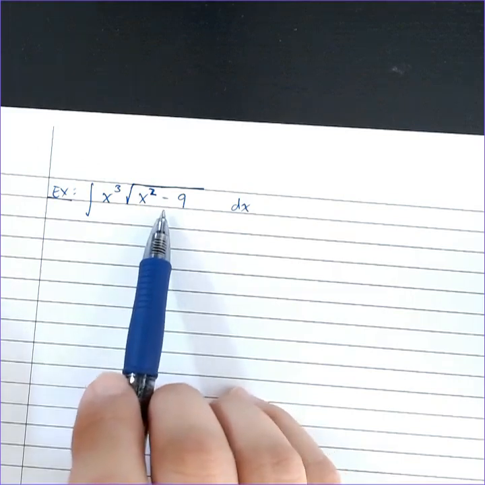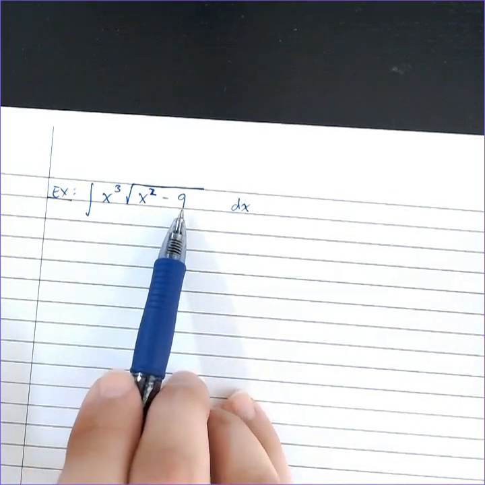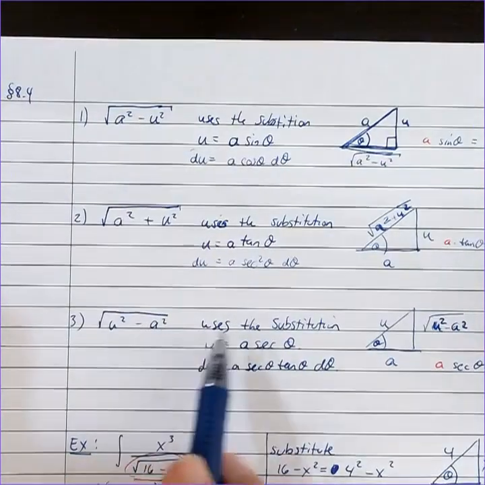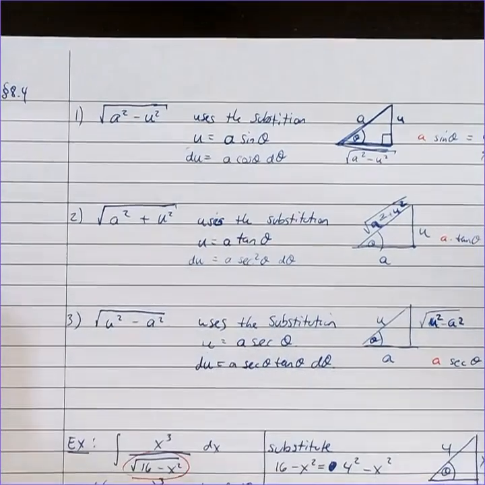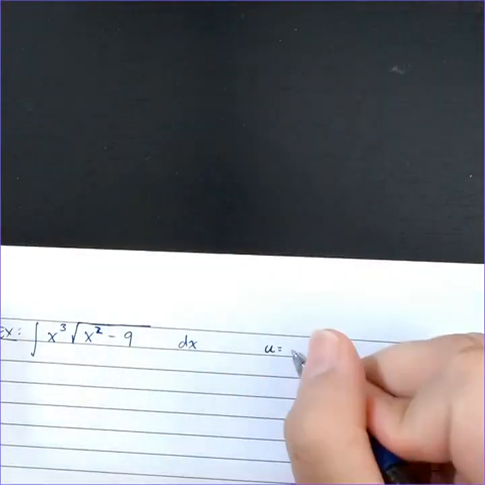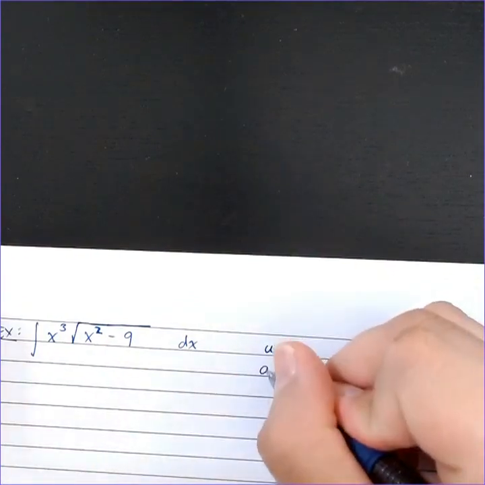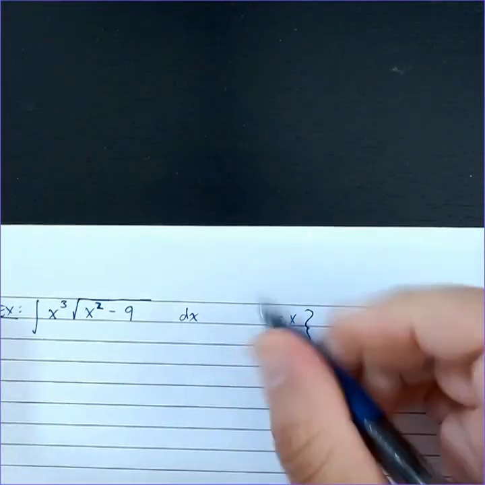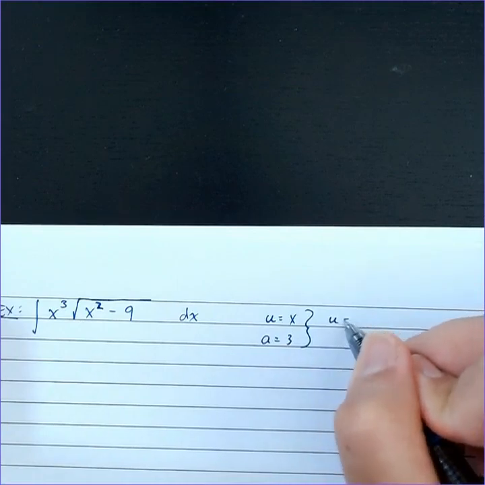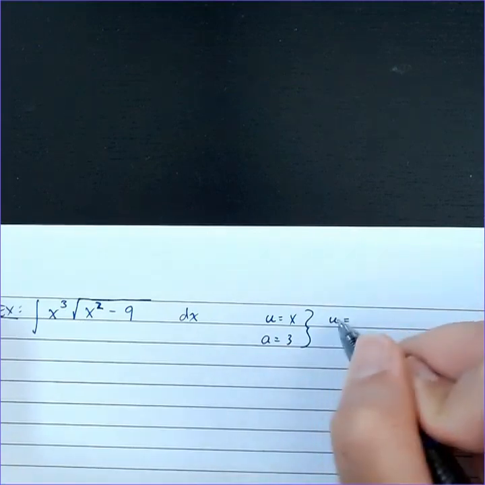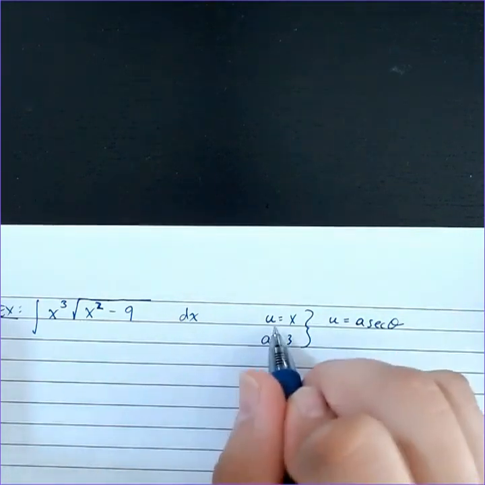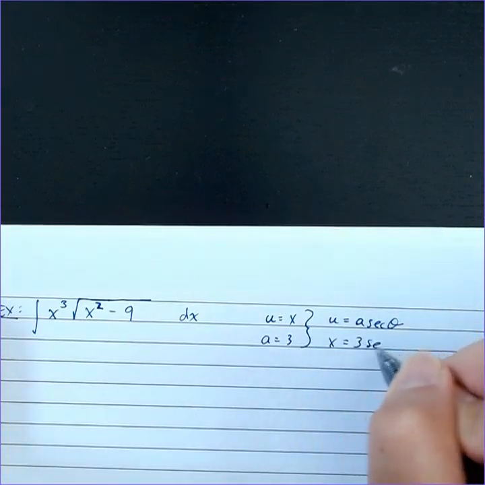But we do note that we have a variable squared minus a constant squared. I'm going to use a substitution: u is equal to a secant of theta. So here, I'm going to take u equal to that x, because that's the variable that's being squared. I'm going to say my a is 3, because that's the constant that's being squared. And then, using this bit of information, we're going to use the substitution u equals a times the secant of theta, which in this problem is x equals 3 secant of theta, like this.